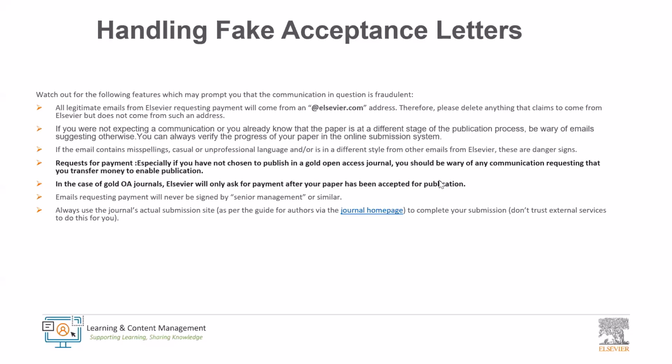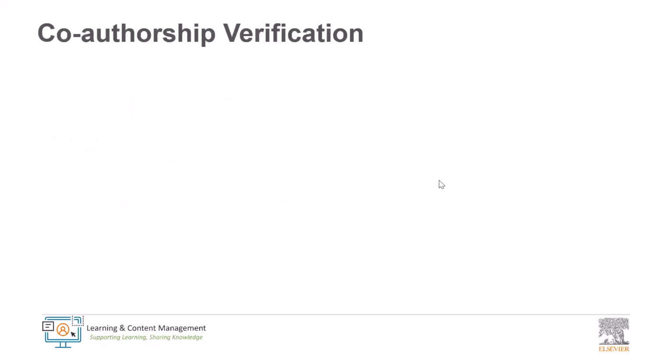You should be wary of any communication requesting that you transfer money to enable publication. And the next point to note here is that in the case of gold open access journals, Elsevier will only ask for payment after your paper has been accepted for publication. So these are a few of the tips on how to handle fake acceptance letters.